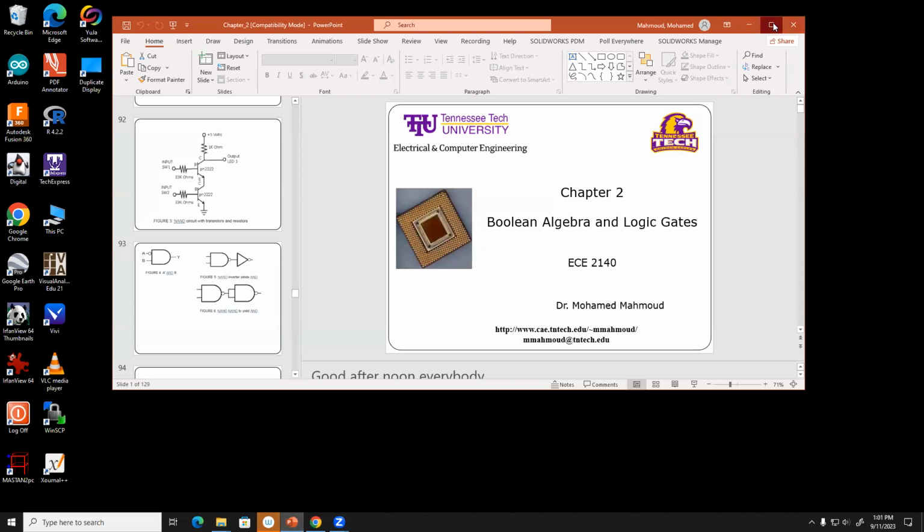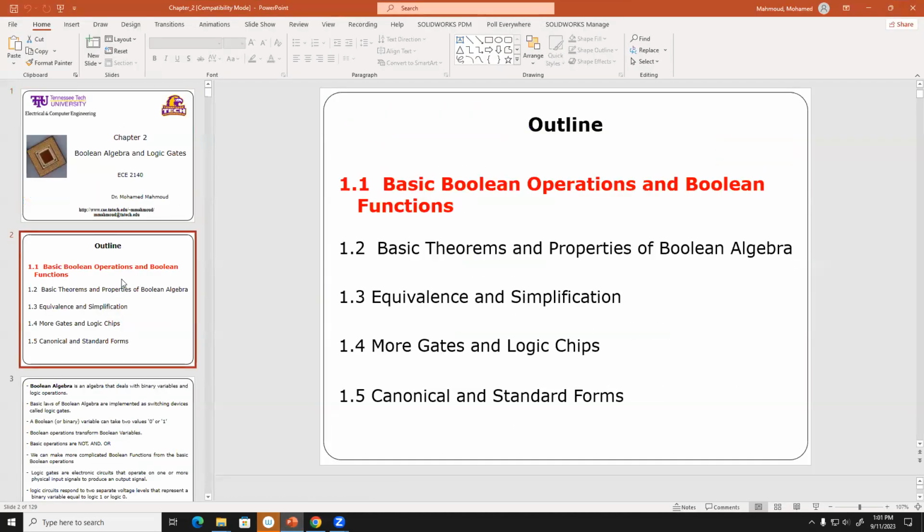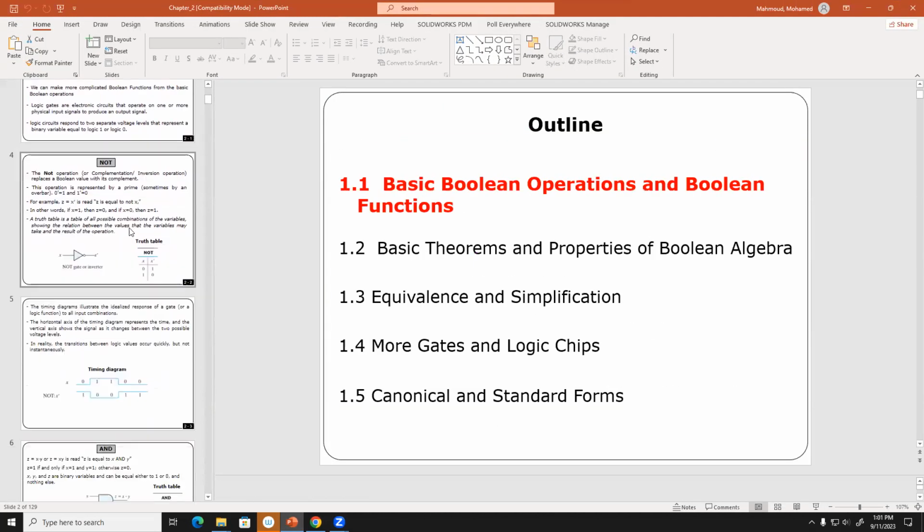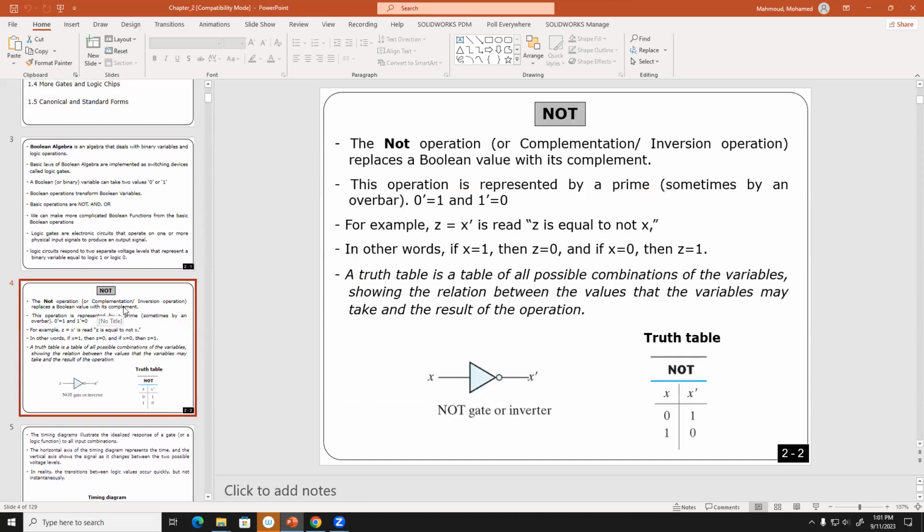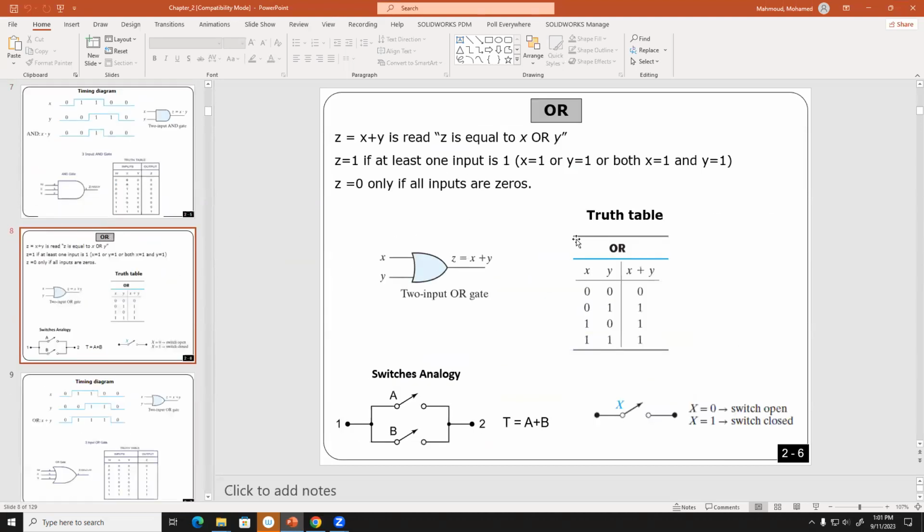So let's start with what I have done so far. First of all, I told you we have three basic logic operations. The first one is NOT, or inverter. The second one is AND, and the third one is OR. And using these basic operations, we are going to build everything, logic circuits, as you will see later.